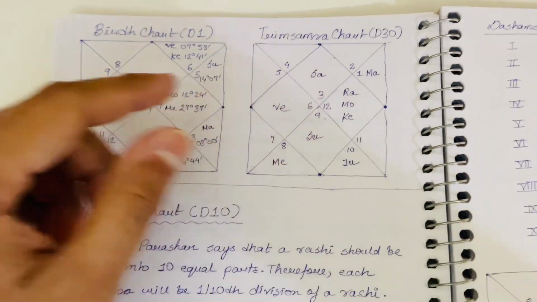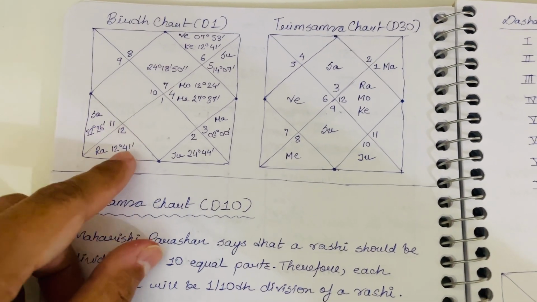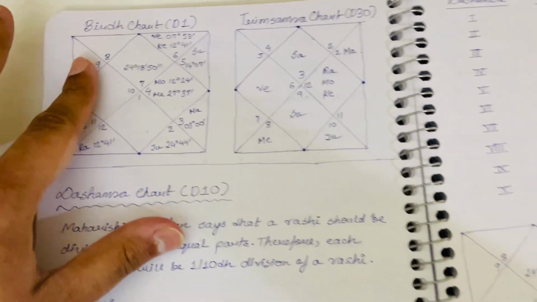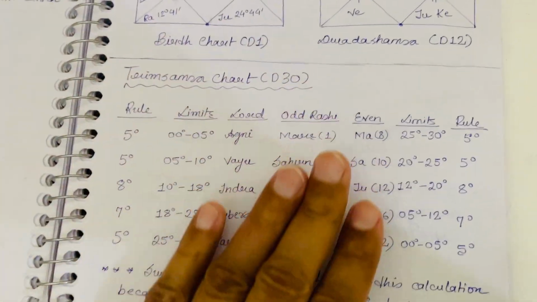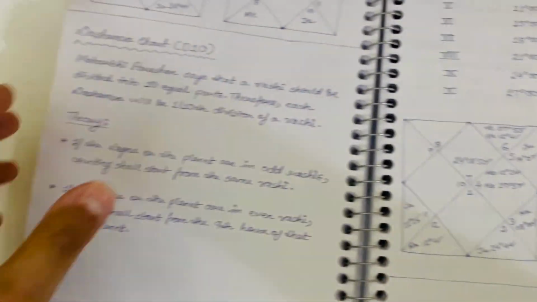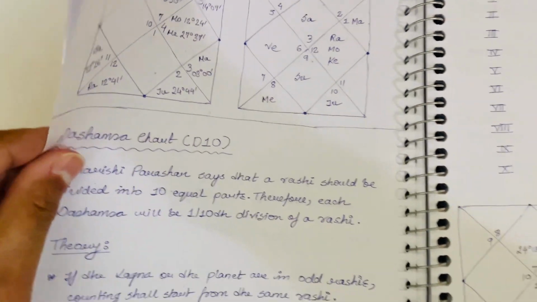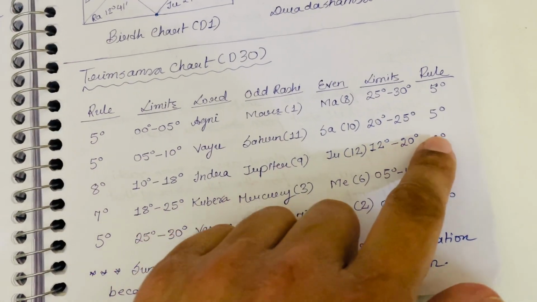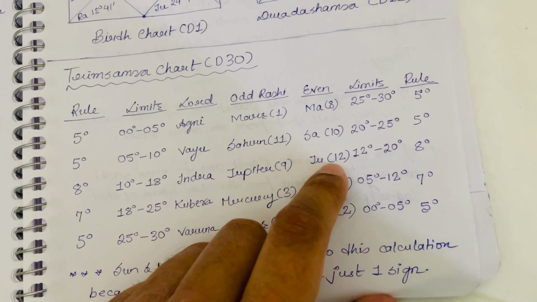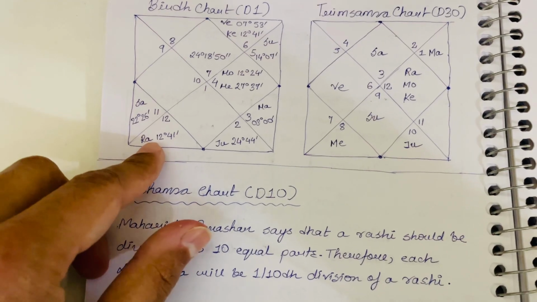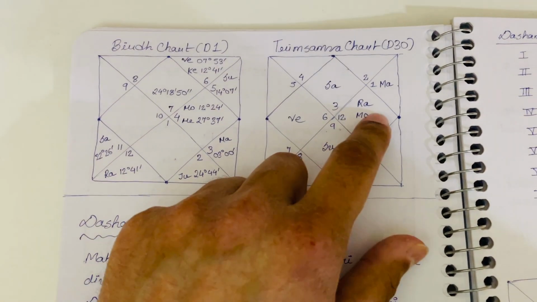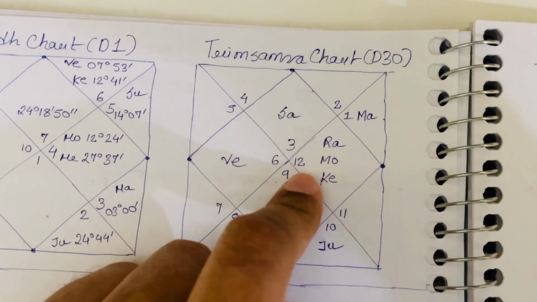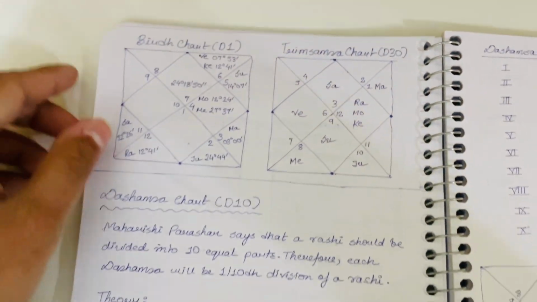All right. Now Rahu is in the sign of Pisces. Pisces is an even sign, so we are going to look at this part of the table. The longitude of Rahu is 12 degrees 41 minutes. It falls in this particular limit, so it is ruled by Pisces. So Rahu goes to Pisces in the Trimsamsa chart.